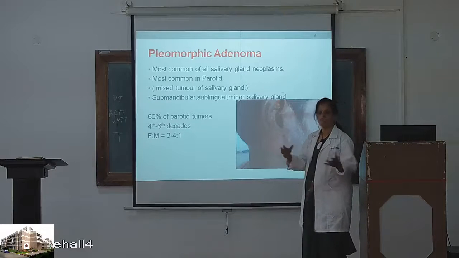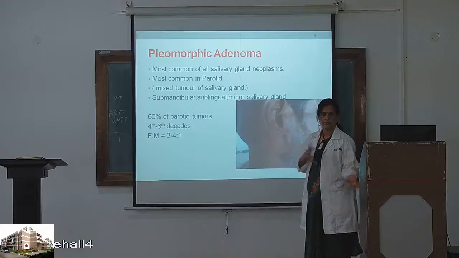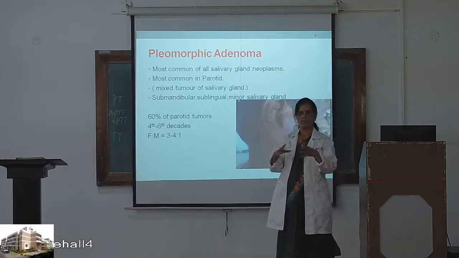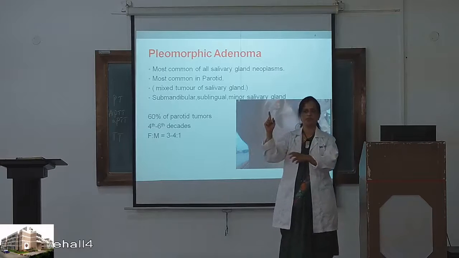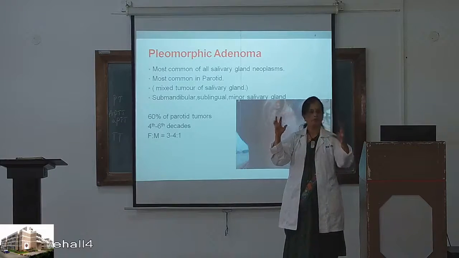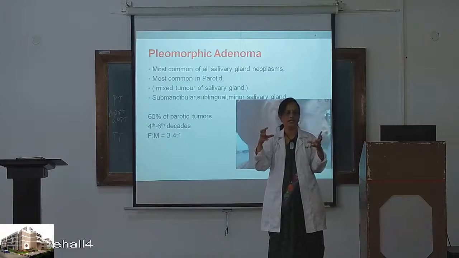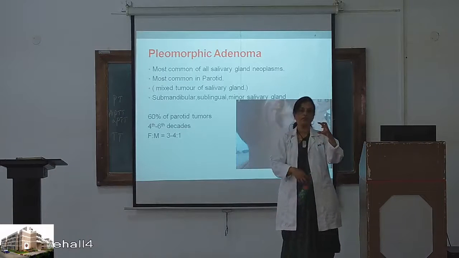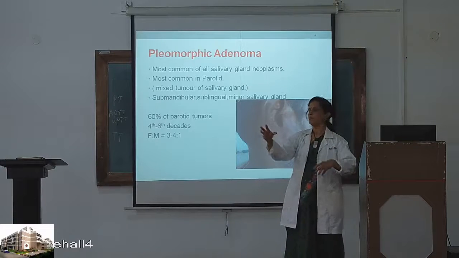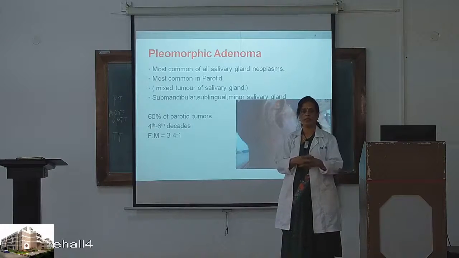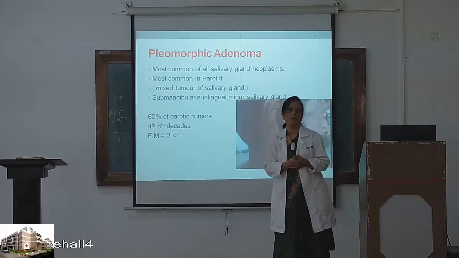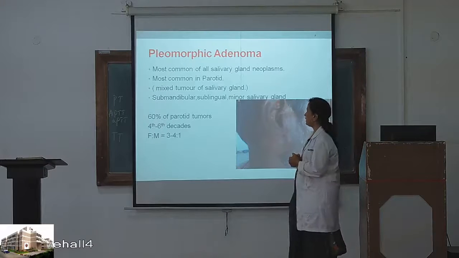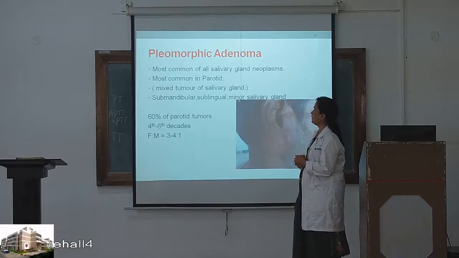Why? What is mixed? Something is mixed. So what is that mixture? Epithelium and mesenchyme. Remember the first classification? People thought this was arising from an epidermal component and a mesenchymal component. That's why they called it a mixed tumor, because of the variegated appearance. Now we call it pleomorphic adenoma.